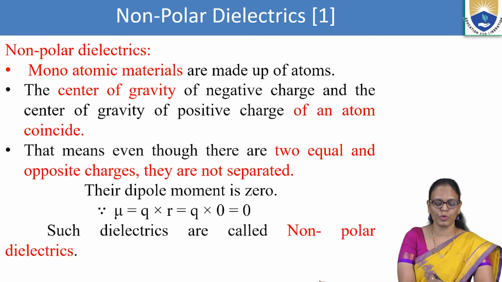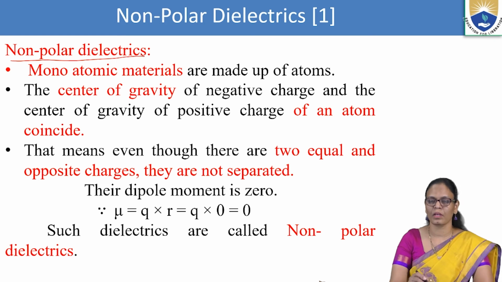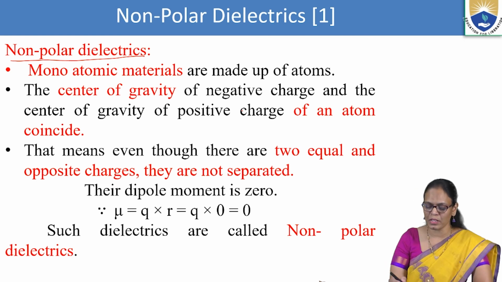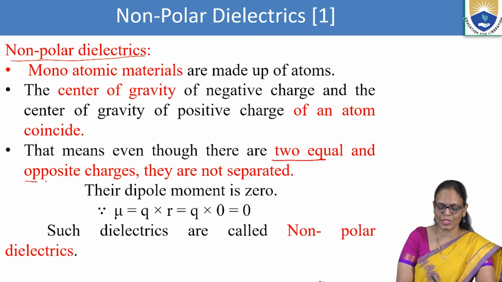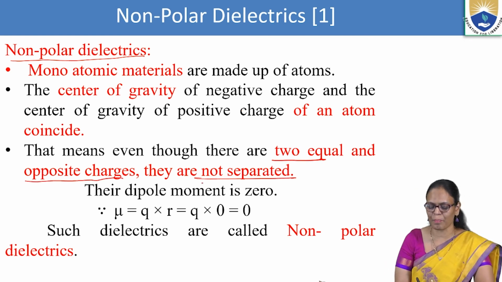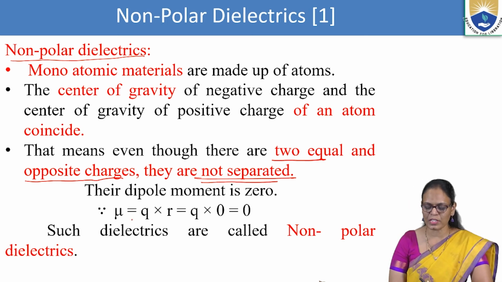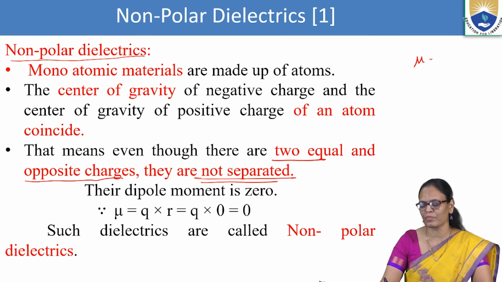Now what are non-polar dielectrics? If the center of gravity of the negative charge and the center of gravity of the positive charge coincide, that means these two equal and opposite charges are not separated. They are coinciding, means they are not separated. So what is the formula for dipole moment? We have mu is equal to Q into R, and this R is equal to 0.